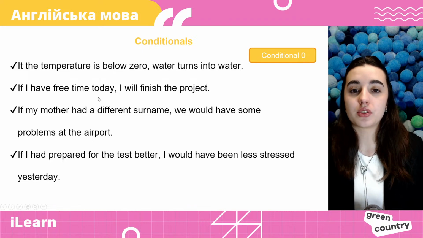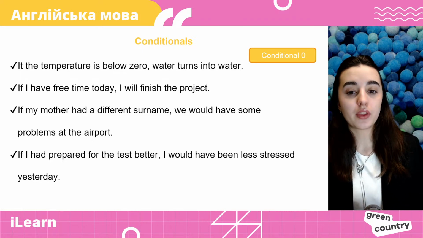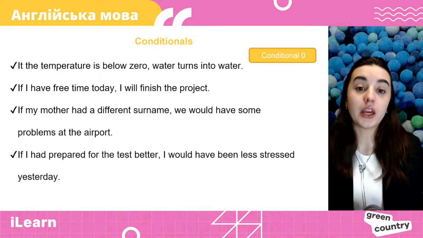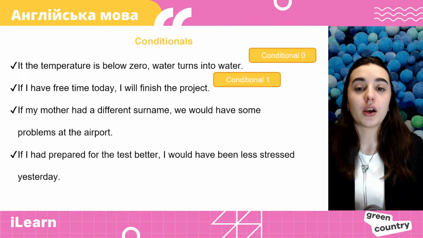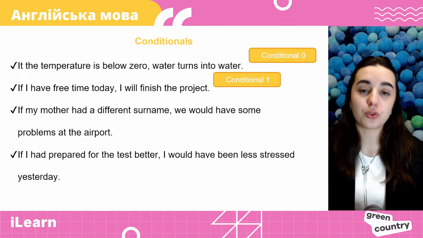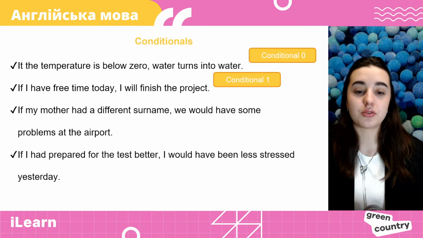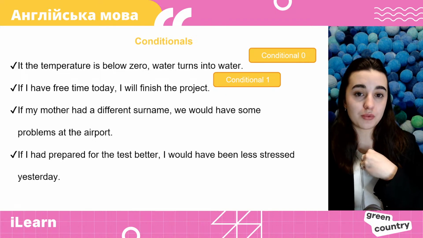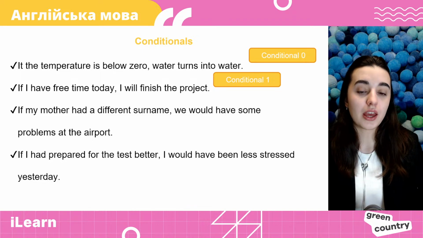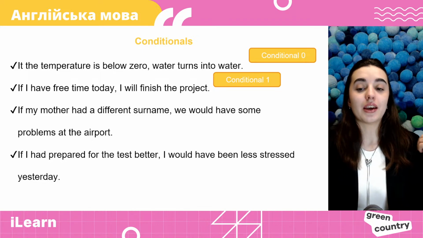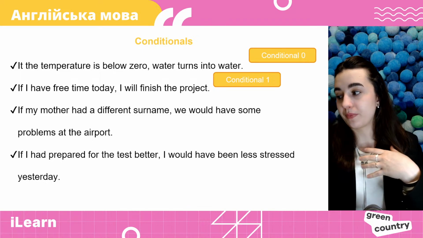If we are talking about the second sentence, if I have free time today, I will finish the project. Here, as we already know, it is the first conditional. Here we are talking about a future possible result in a real situation. If I have free time today, it's my real situation, it's my real condition. I will finish the project. It will be my possible result in the future.